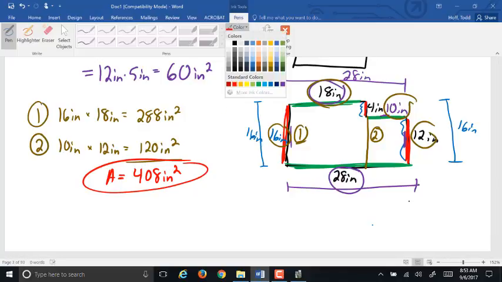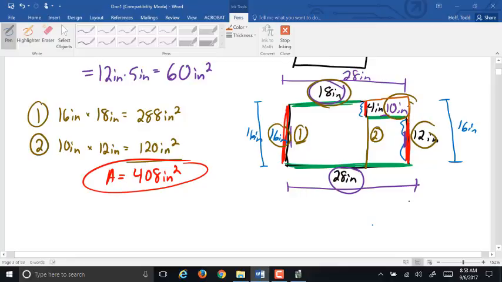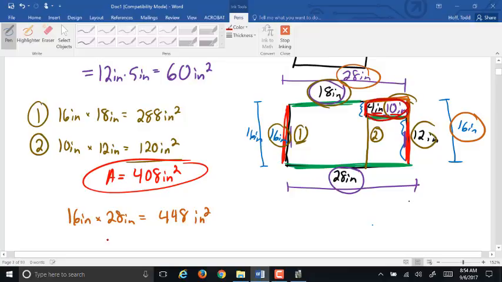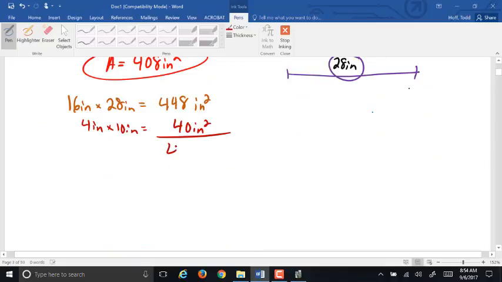There is another way we could have done that. What we could have done is I could have actually just filled in this corner here. And I have a large rectangle that's 16 by 28. And I could have found that area, 16 inches by 28 inches, which is, what, 448? Is that correct? Okay, perfect. And then I have to subtract out this missing piece in the corner here, which is 4 by 10, which is 40 inches squared. We can subtract, get 408.